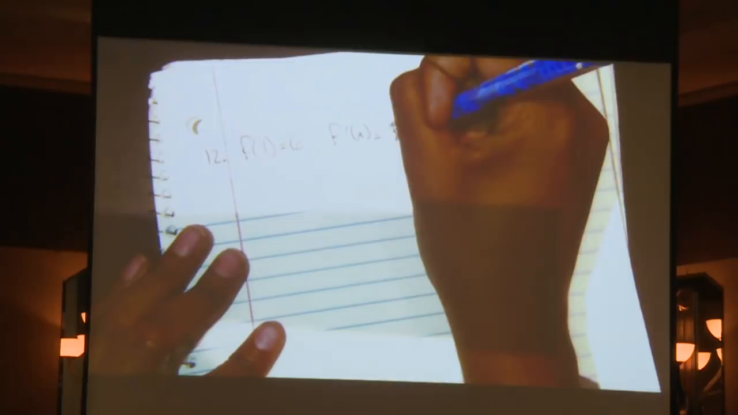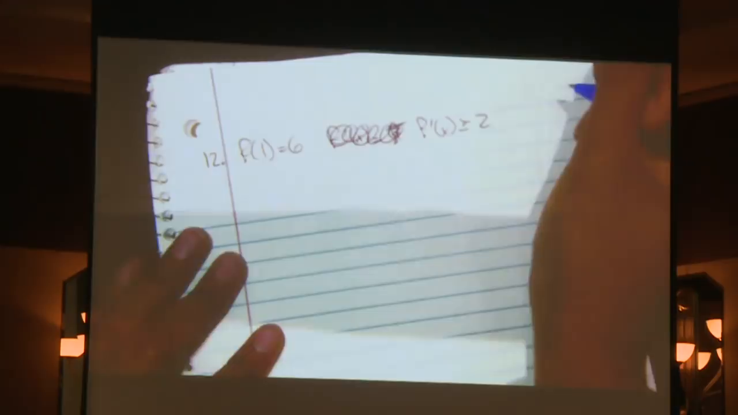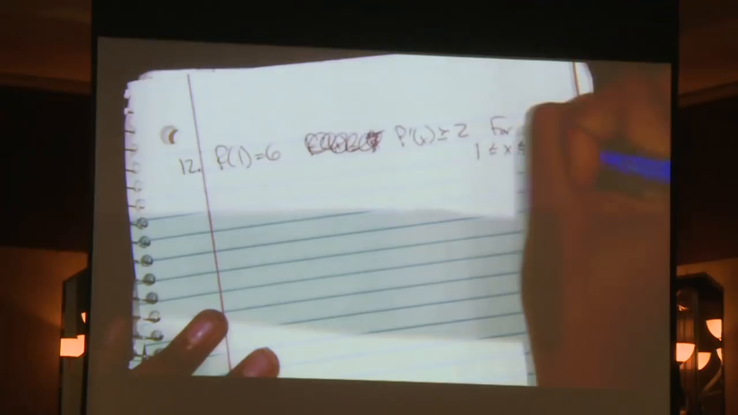All right, number 12. Any other questions before we move on? All right. So number 12 says, if f of 1 equals 6, and f prime of x is greater than or equal to 2 for x in the interval from 1 to 3, how small can f of 3 possibly be? So this is where our mean value theorem comes in.